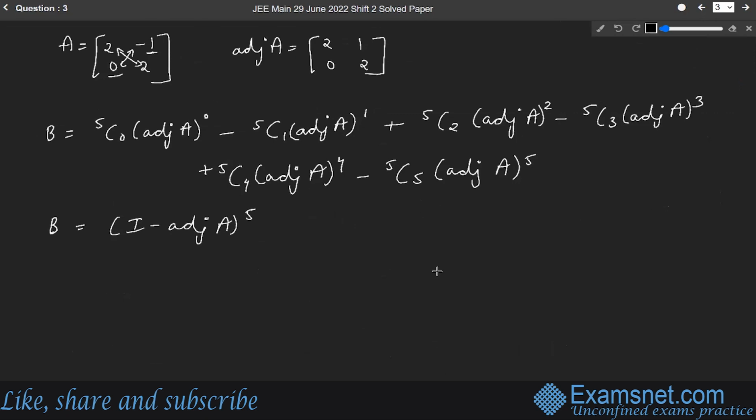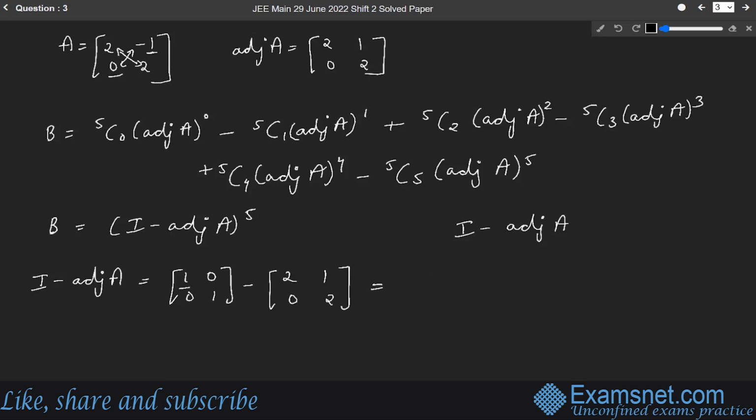So to calculate I minus adjoint of A to the power 5, we first need the value of I minus adjoint of A, right? What is I? I is an identity matrix. So I minus adjoint of A will be [1, 0; 0, 1] minus adjoint of A. What is adjoint of A? [2, 1; 0, 2]. When we subtract this, first element will be subtracted with first element. So 1 minus 2 is -1. 0 minus 1 is again -1. 0 minus 0 is 0. And 1 minus 2 is again -1. So the value of I minus adjoint of A is [-1, -1; 0, -1], right?